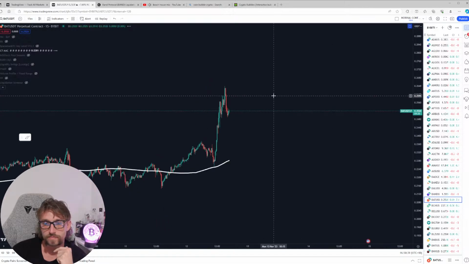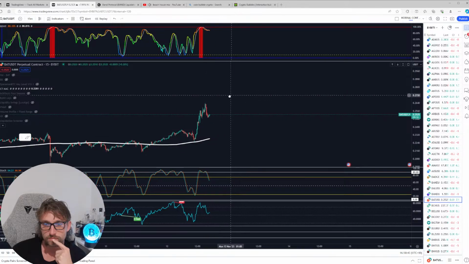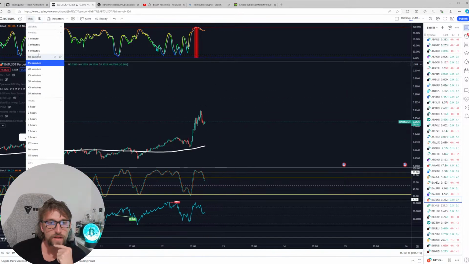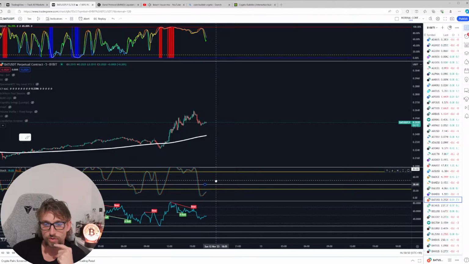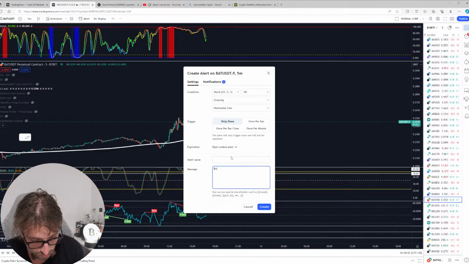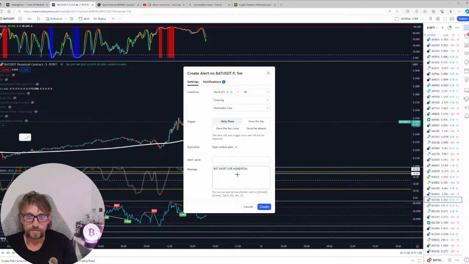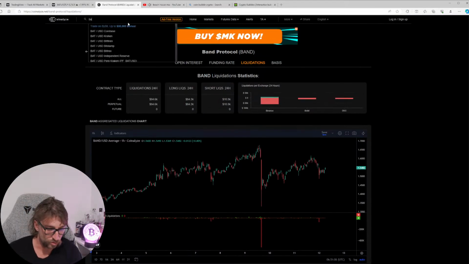Zoom in. So I'm zooming in for momentum here. You can see how the momentum's low. Bring this up. Bat, short, live, momentum. Man, I want longs, man. I'm short. Got to do due diligence here.